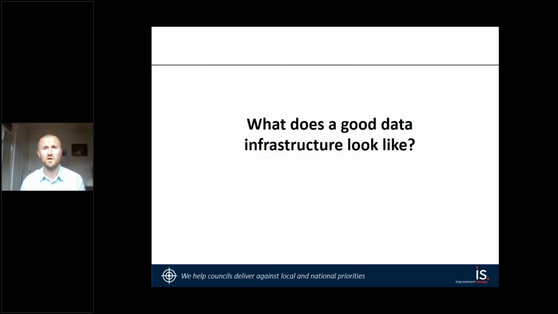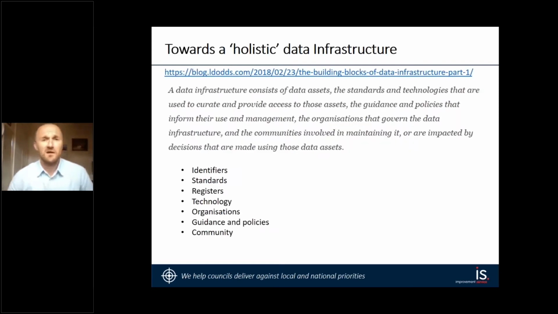So in this third part of our talk, we're now going to look at what good data infrastructure looks like. When we think about a good data infrastructure, what we're thinking about is moving to something that's more holistic, where we're not so disjointed and there are not so many disconnected components.